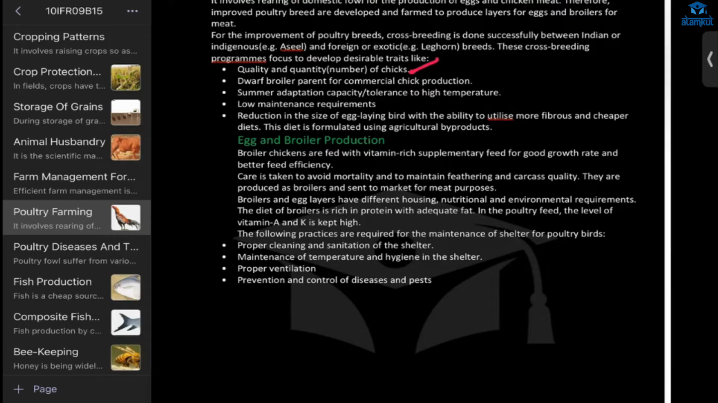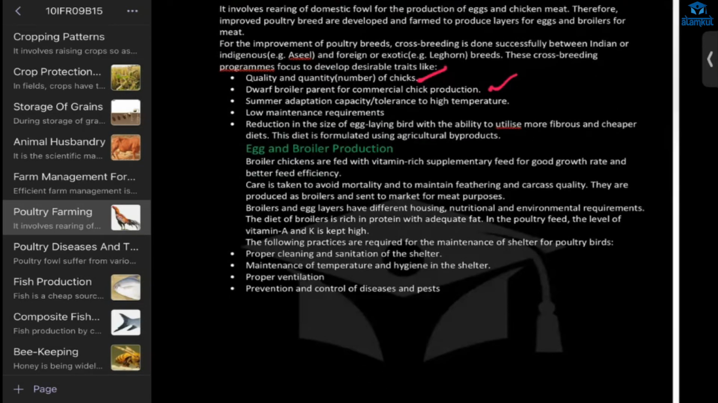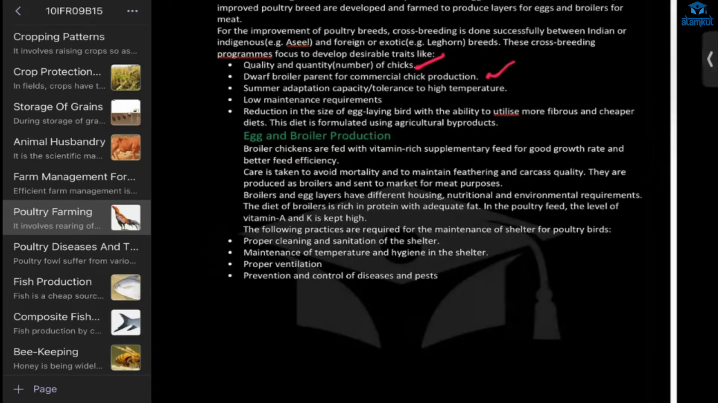Next, draw broiler parent for commercial chick production. For chick production, what is needed? Small, short parent. Next, summer adaptation capacity, tolerance to high temperature. If these two are crossed, what type of varieties are we getting? This summer adaptation is also a quality, like they can tolerate high temperature.